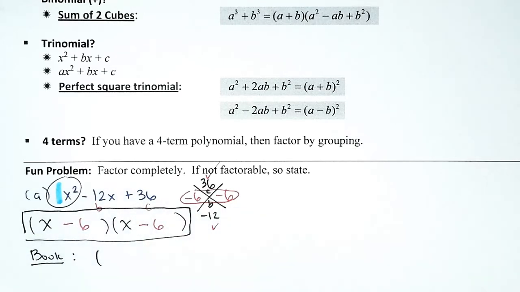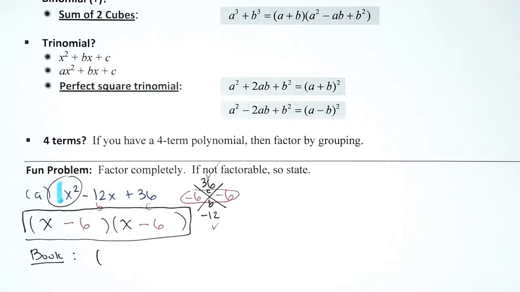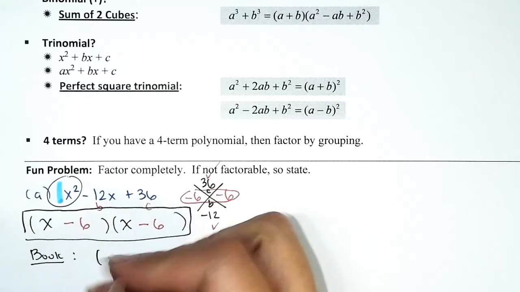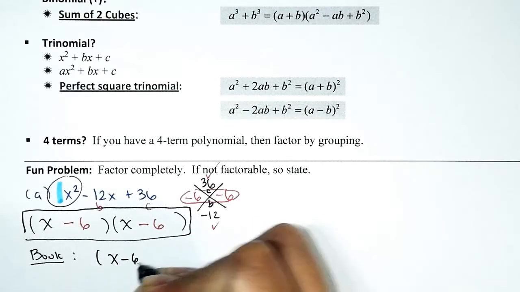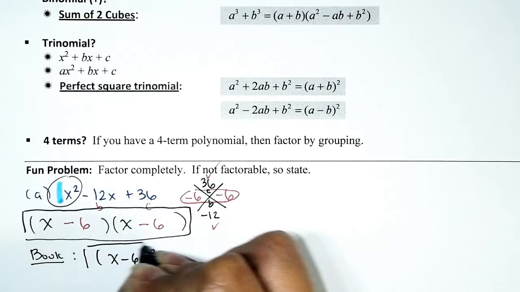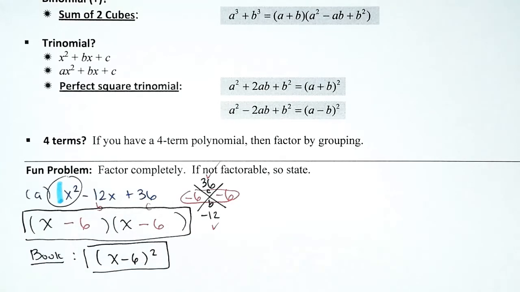I don't really know why, but the book says, why don't you just go ahead and use exponents for repeated factors? I don't really care, okay? So the answer is pretty much 2 factors of x minus 6. Whether you use exponents for repeated factors or you do not, you're going to get full credit. Cool.